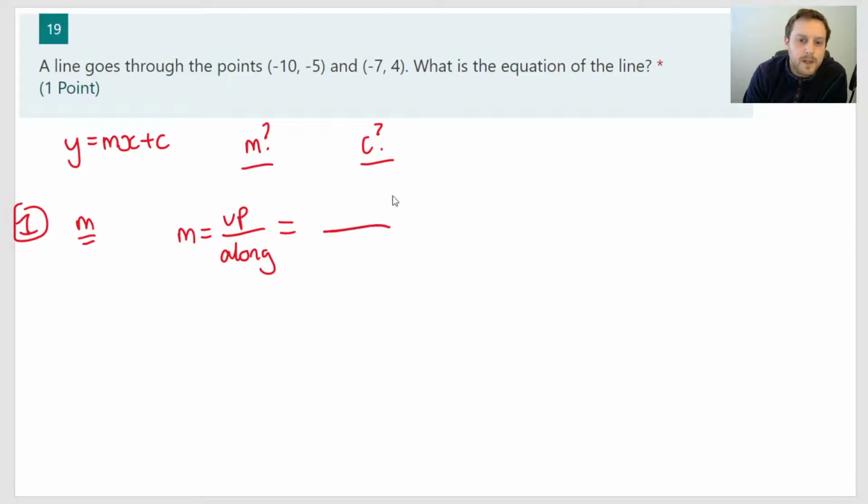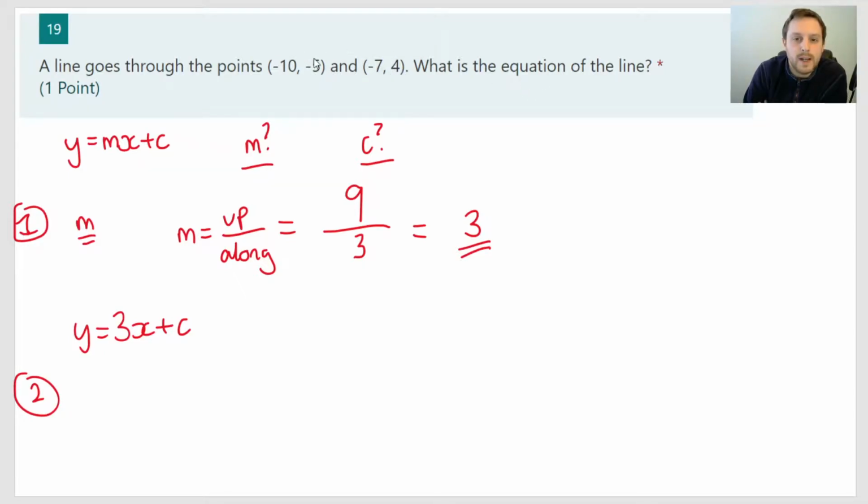which is going to be, how far along is it to go from -10 to -7? 3 along. How far up is it to go from -5 up to 4? 9. 9 divided by 3 is 3. Oh, so we've been given, or we weren't given, but we figured out the gradient. So now I'm going to write y equals 3x plus c, and I'm going to do step 2, which is to substitute in either of these points, because we know what a coordinate is that's on this line.